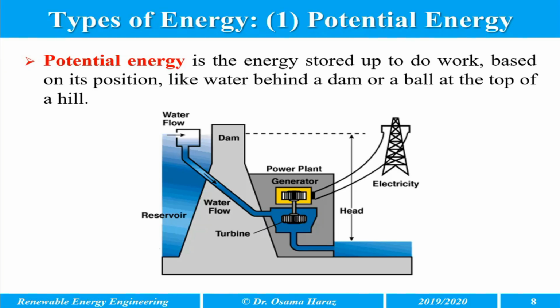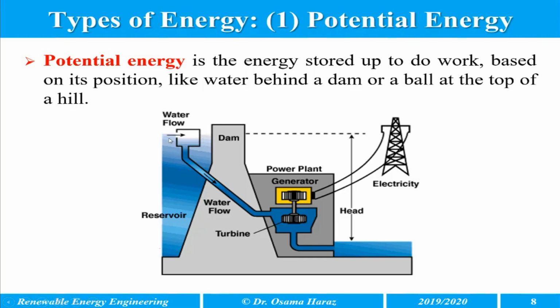Here we'll talk about the types of energy. One of them is called potential energy, and the other one is kinetic energy. First of all, potential energy is the energy stored up to do work based on its position, like water behind a dam or a ball on top of a hill.